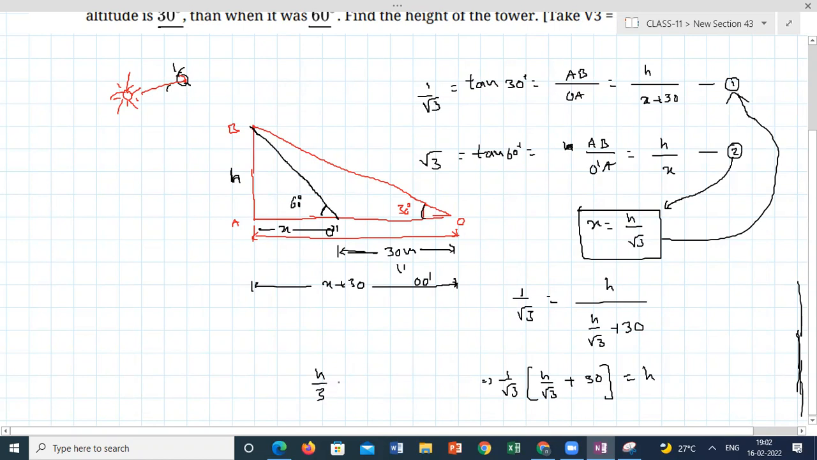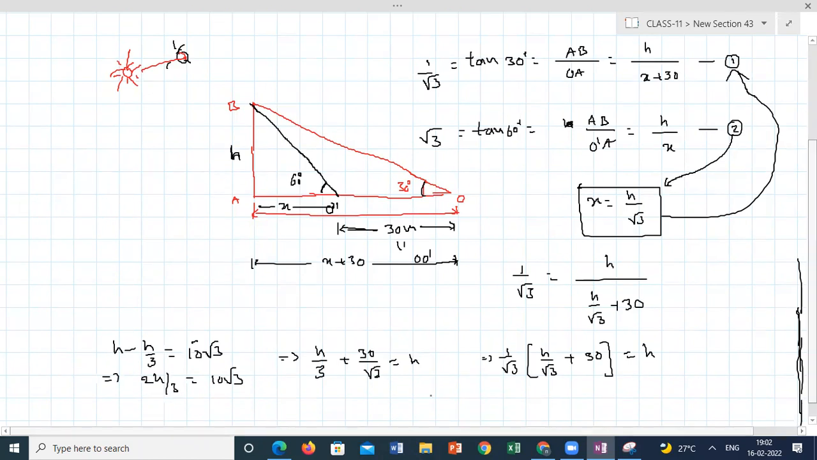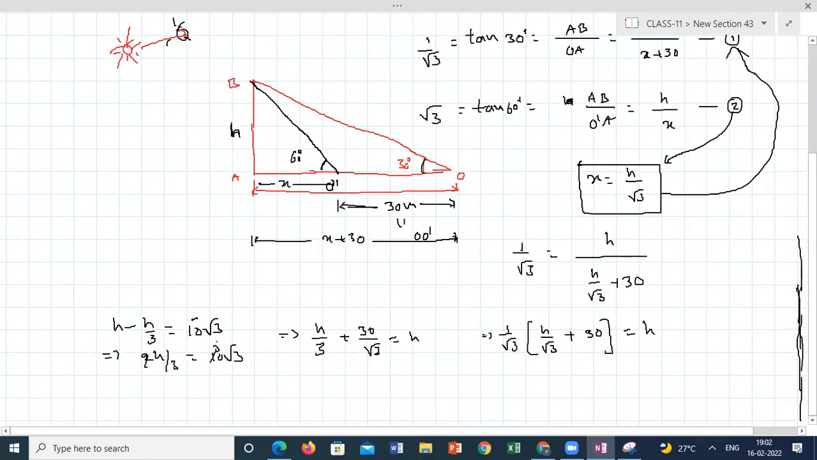h by 3 plus... Sir, is the height of the tower 15 root 3 meters, sir? Let's see. So h minus h by 3 will be equal to 10 root 3. This is 2h by 3 is equal to 10 root 3. Correct, madam. 15 root 3 is the answer. So h is equal to 15 root 3 meters. Super, correct.